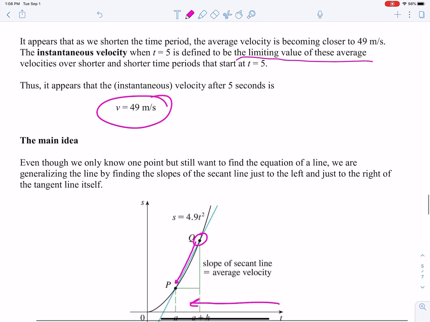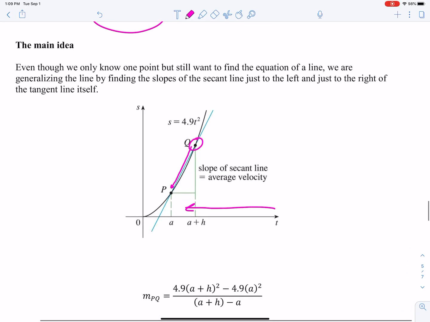It appears that as we shorten the time period, the average velocity becomes closer and closer to 49 meters per second. The instantaneous velocity when t equals 5 is defined to be the limiting value of these average velocities over shorter and shorter time periods that start at time equals 5. That's what we were just doing. Thus it appears the instantaneous velocity after 5 seconds is 49 meters per second. So here's the main idea.